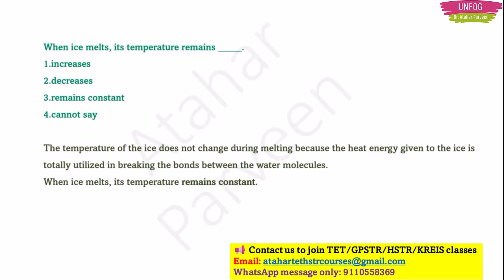Here is the answer. The temperature of the ice will not change during melting because the heat energy given to that ice is utilized totally in breaking the bonds between the water molecules. That's why when ice melts, its temperature will remain constant, at least for some time. Then the temperature will vary because the system will not be isolated, right? The heat from the surroundings will try to come inside the system. That's the reason why the temperature will change later.